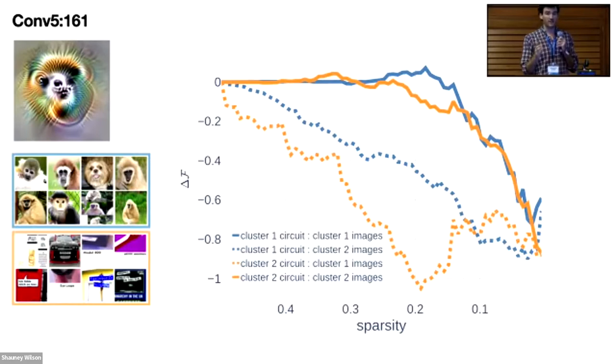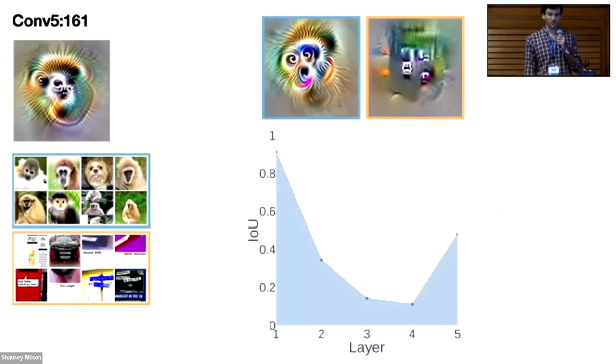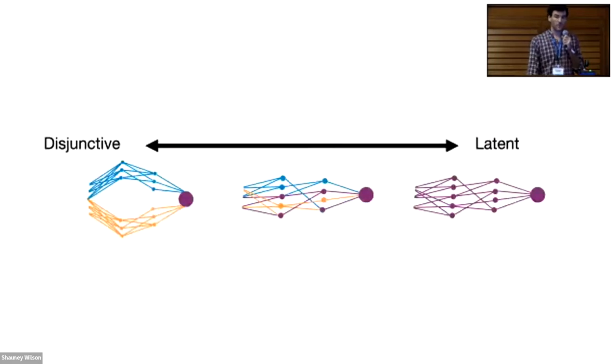Okay, and we can do this with other polysemantic features as well. So here's a monkey and text feature detector that's polysemantic, and we see the same pattern. We can separate the subnetworks. We can look at their intersection over union, and these are even less overlapping, and the feature visualizations separate out really nicely. Okay, cool. So these polysemantic features seem to be disjunctive.